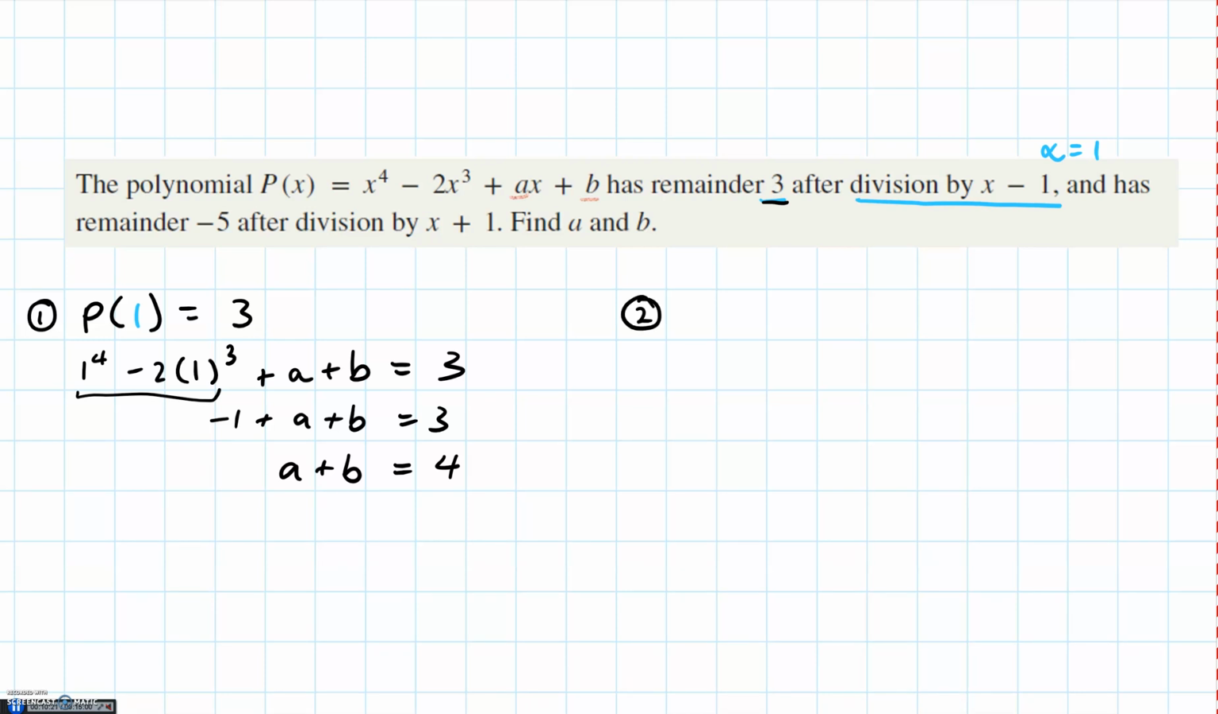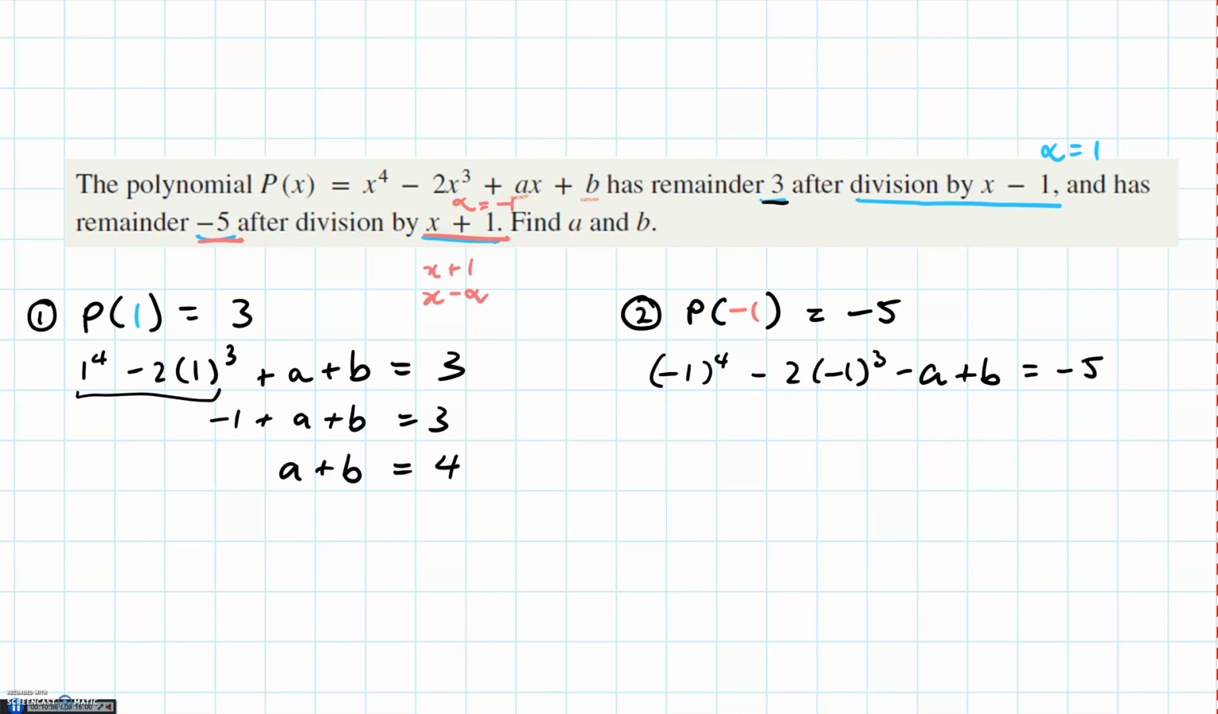Okay, that's the first piece of information we have. Part 2. Then we also know that if we divide by x plus 1, we have a remainder negative 5. So here, my alpha value is going to be minus 1. Because it's x plus 1, and we use the fact that it's x minus alpha, alpha needs to be minus 1. And that'll give me negative 5. So let me write that out. P of negative 1 is going to be equal to negative 5. Okay, let's use that. So we've got negative 1 to the power 4 minus 2 times negative 1 cubed minus a, because we're doing minus 1, plus b is going to give me negative 5.